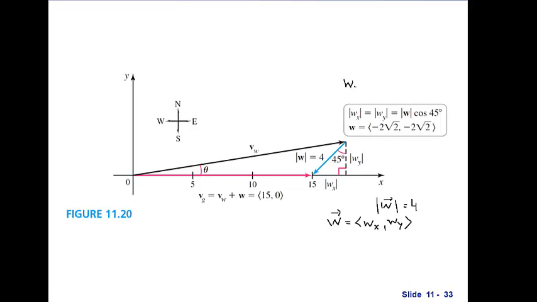Let's say Wx is equal to 4 times square root of 2 over 2, which is 2 square root of 2. And because this is the right angle, the other component Wy will be negative, right? That's the direction of the vector, so this is directed down, and that's how we got it.